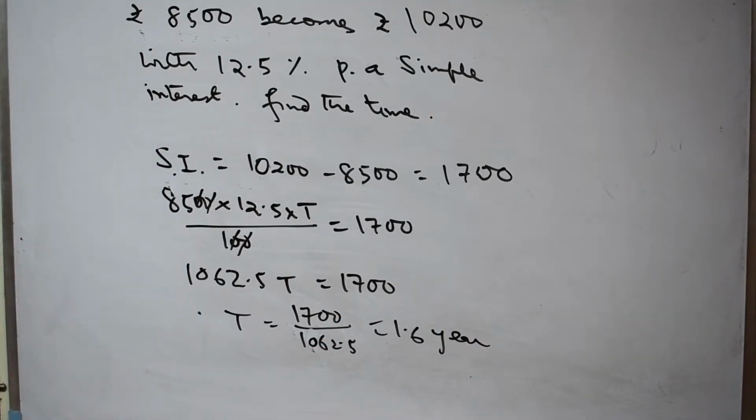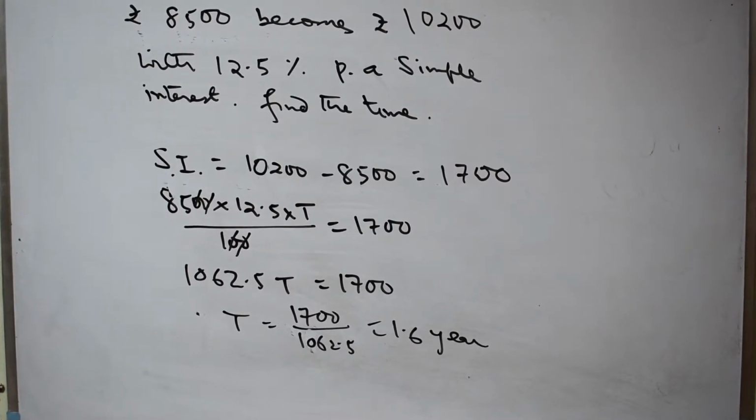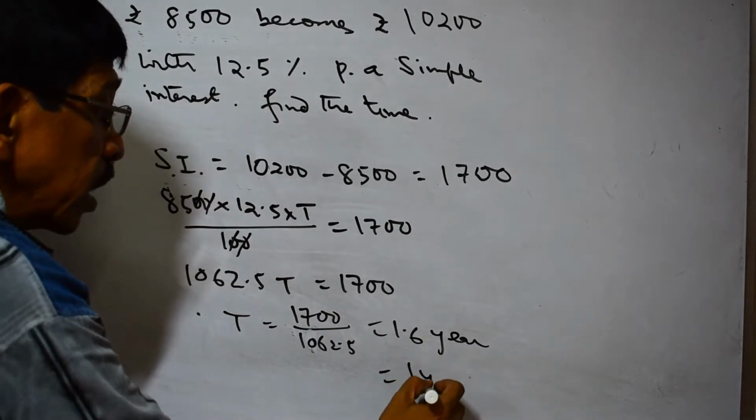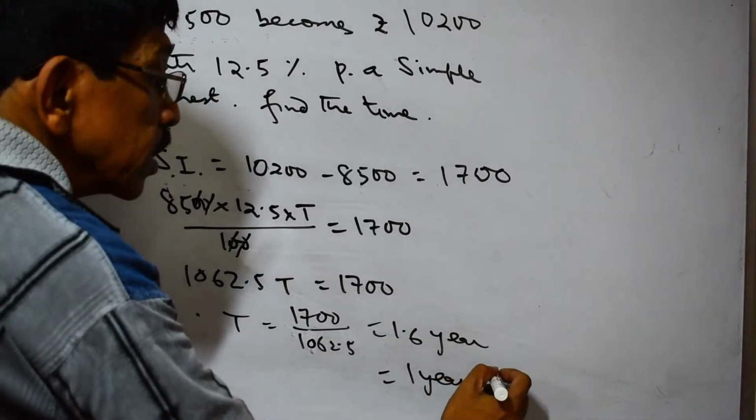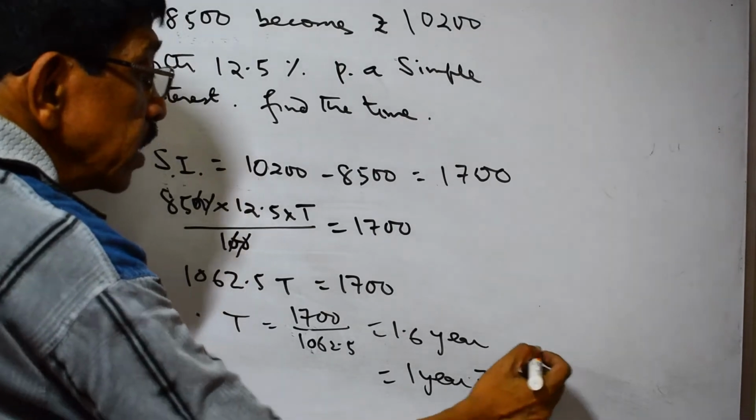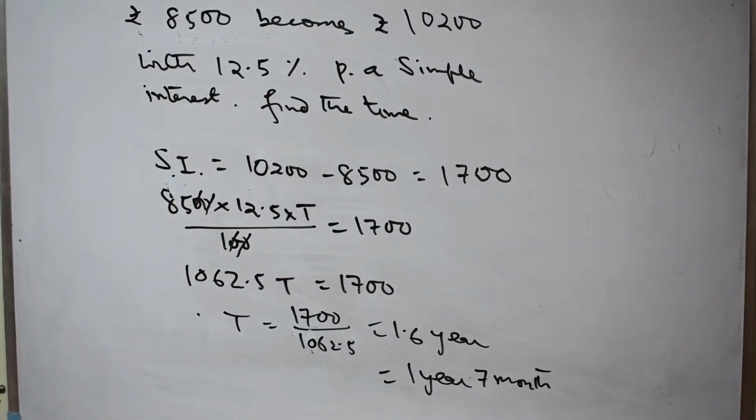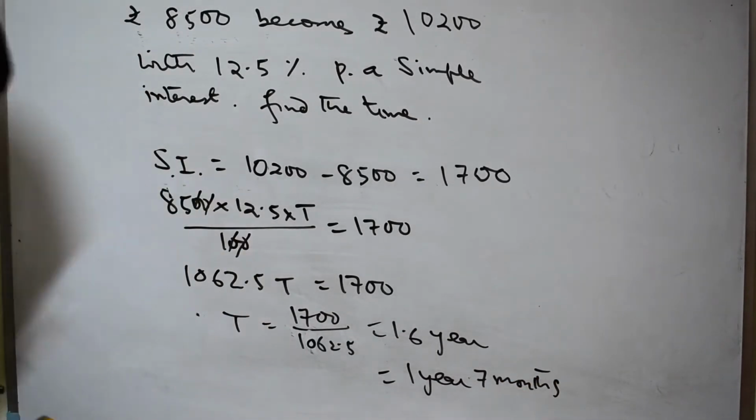1.6 years converted to months is 1 year and 0.6 years, which is approximately 7 months. So the final answer of the time period will be 1 year 7 months. So this is another example.